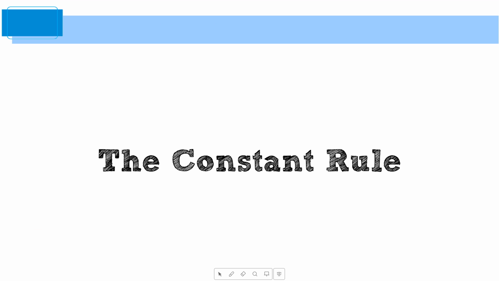Okay, constant rule. Let's think about this carefully. Suppose I have a graph of y equals 2. What would be the derivative of the graph of y equals 2? Zero. Why 0? Isn't that the slope of y equals 2? Expound a little bit more, please, for those that are confused.